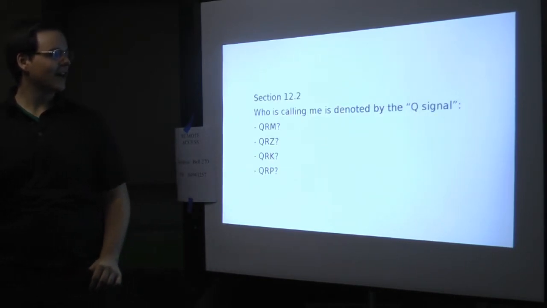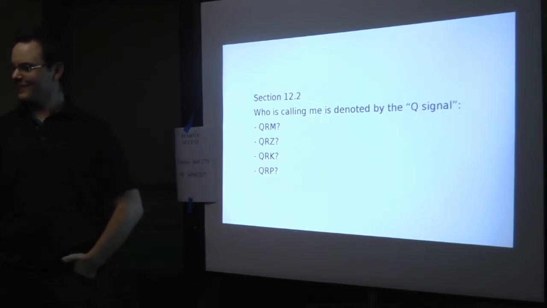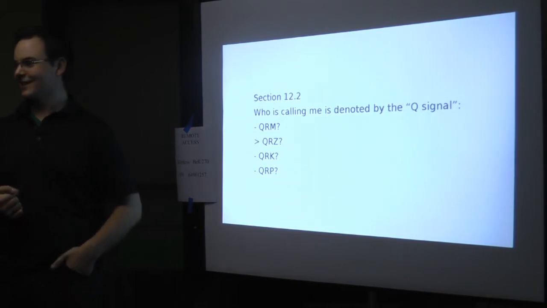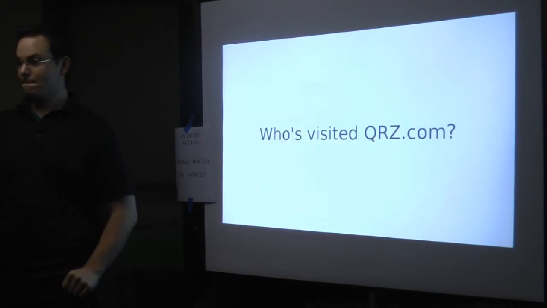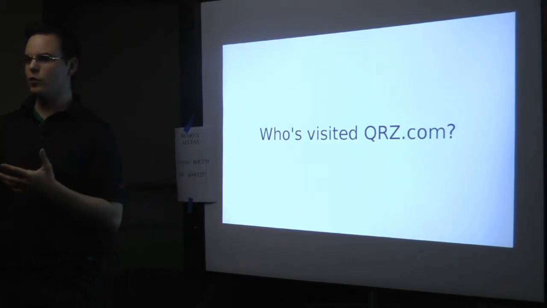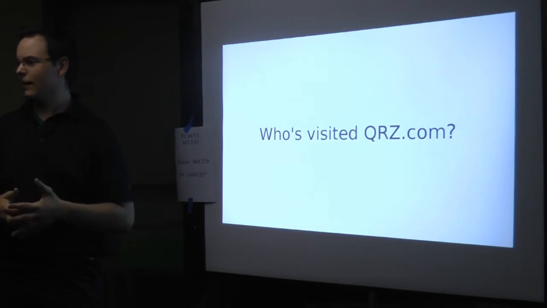All right. Who is calling me is denoted as the Q signal. QRZ. Anybody visited QRZ.com? No? Okay, you should. QRZ is one of the websites a lot of hams use to find out who's calling them or who they're talking to. You type in a call sign that you're hearing and it'll bring up typically their name and address if it's available. Or if they're legit.